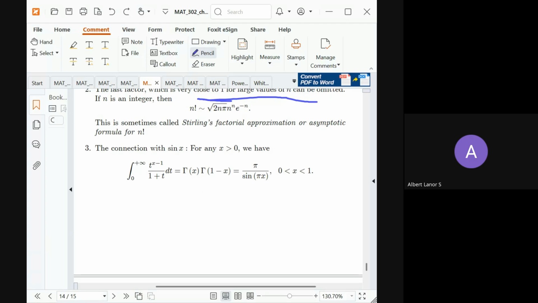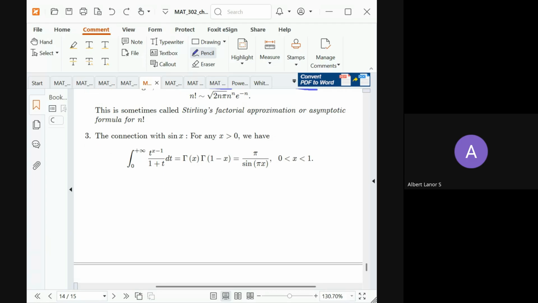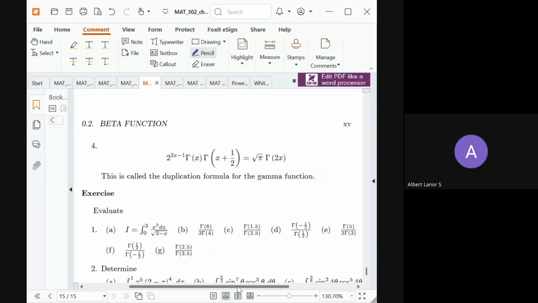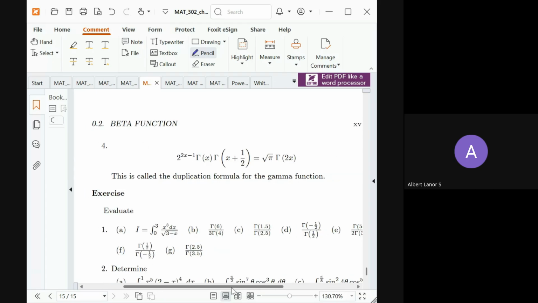Okay. Now this also connects to integration of sine functions. So you have it that you have pi over sine pi x. Okay, so there are a few more examples here. Now the final one, number 4, is the duplication formula.